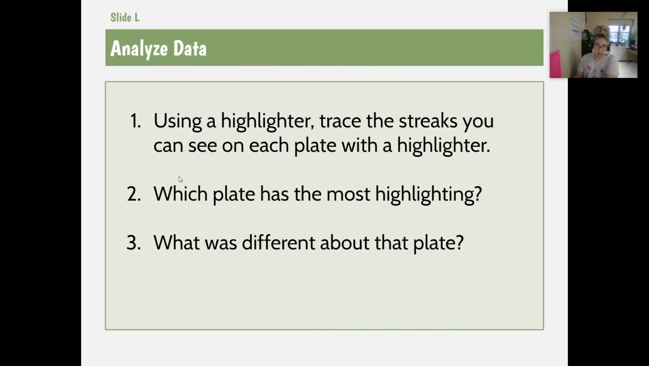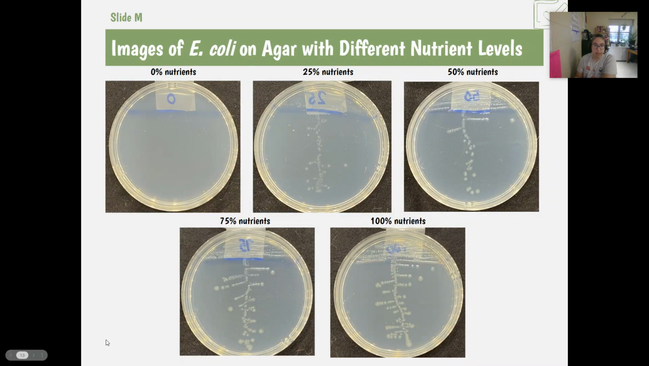All right, using a highlighter, trace the streaks you can see on each plate, and then answer these two questions right in the video. Which plate has the most highlighting, and what was different about that plate? If we look back at our plates, the 100% nutrients definitely had the most highlighting, the most growth, right? So 100% nutrients means I had a lot more bacteria growth.